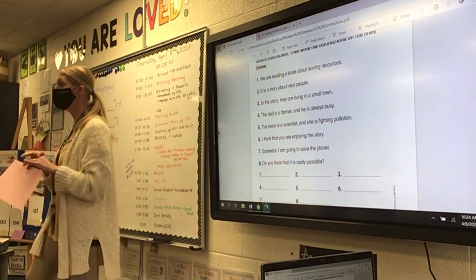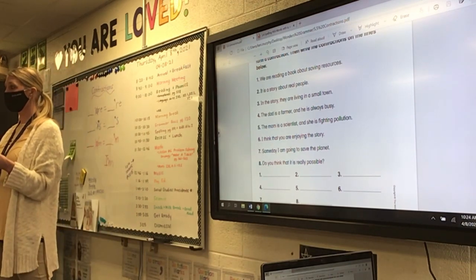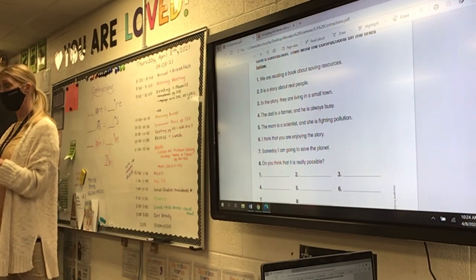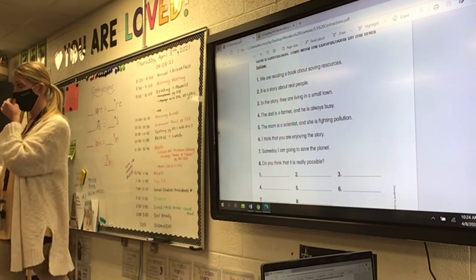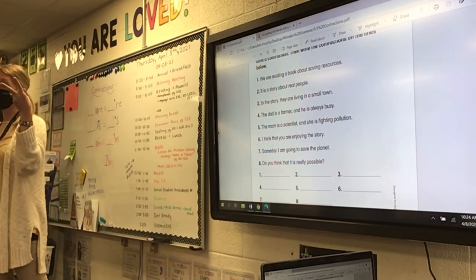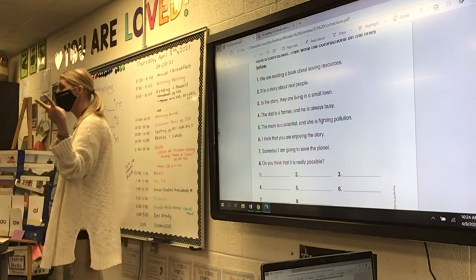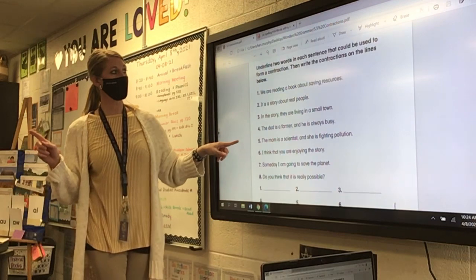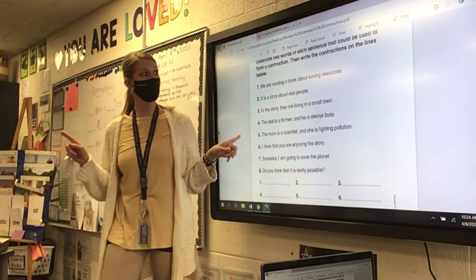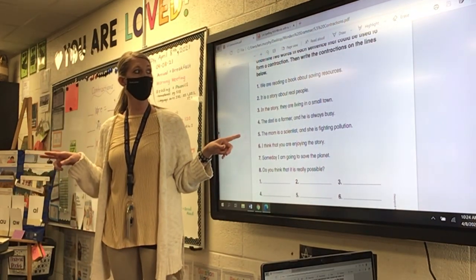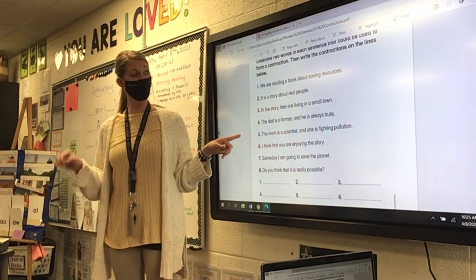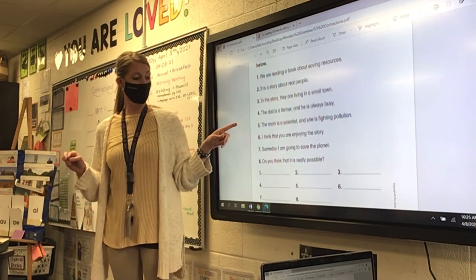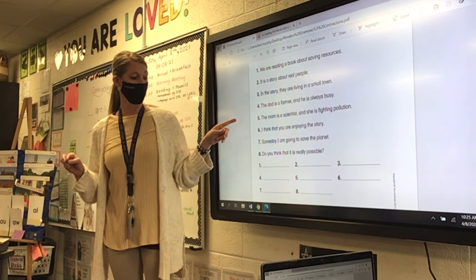All right, now we're going to do two of these together. And the rest of them, I'm going to read them, but you're going to do them on your own, okay? But I want to do two together so you know what to do because it has two parts. So the first part says you need to underline two words in each sentence that could be used to form a contraction. Then write the contractions on the line.